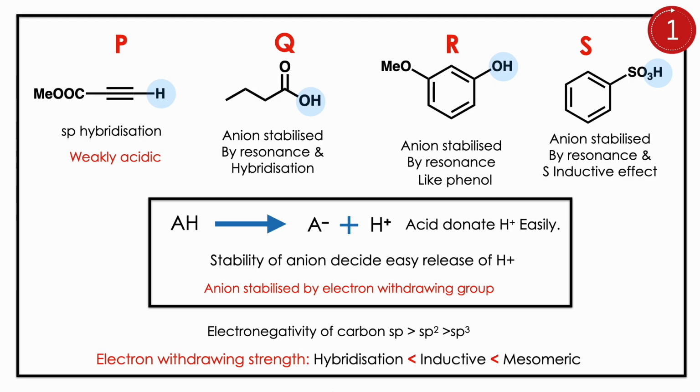But you can learn in another way also. The strength of electron withdrawing ability: hybridization is the least one, then comes inductive. Mesomeric is the stronger one. So the concept you have to learn here is hybridization is the weak force, which will be lesser than inductive and mesomeric.